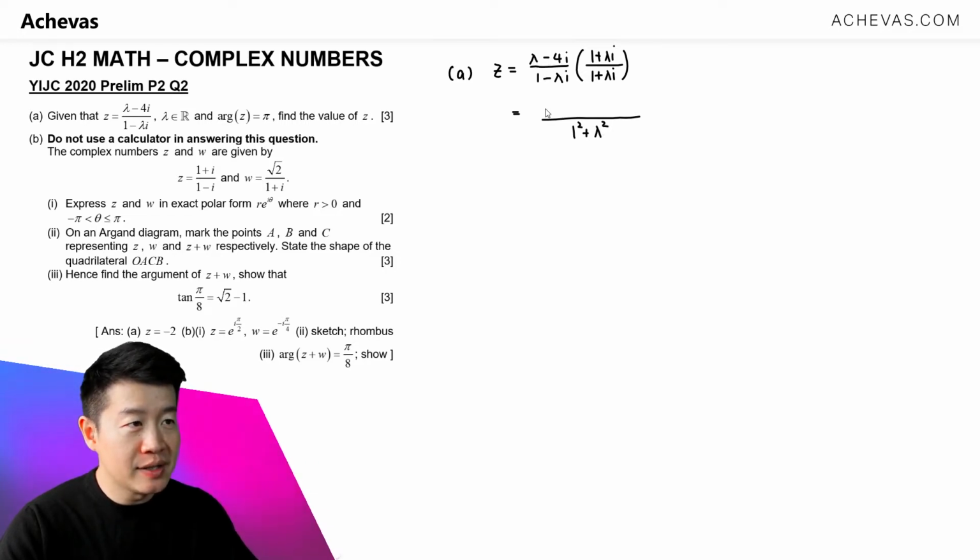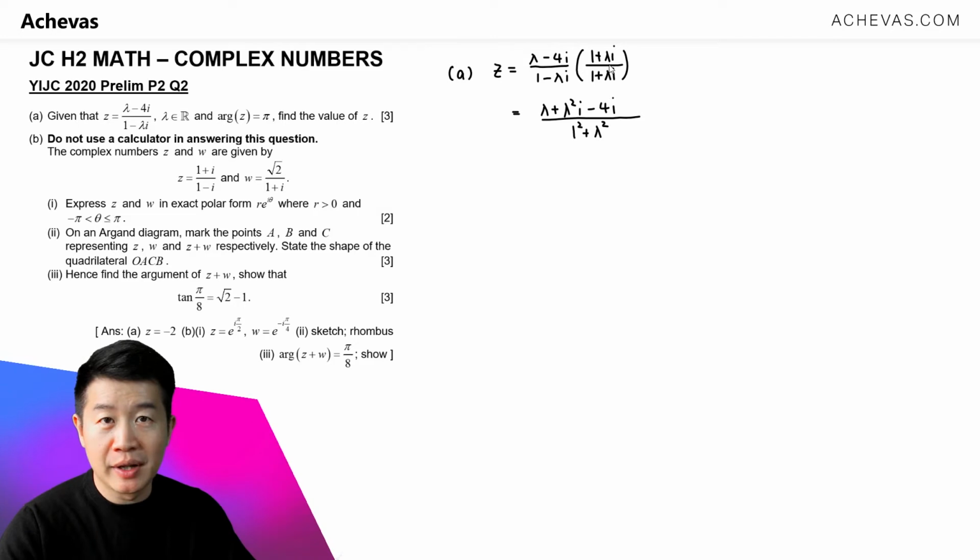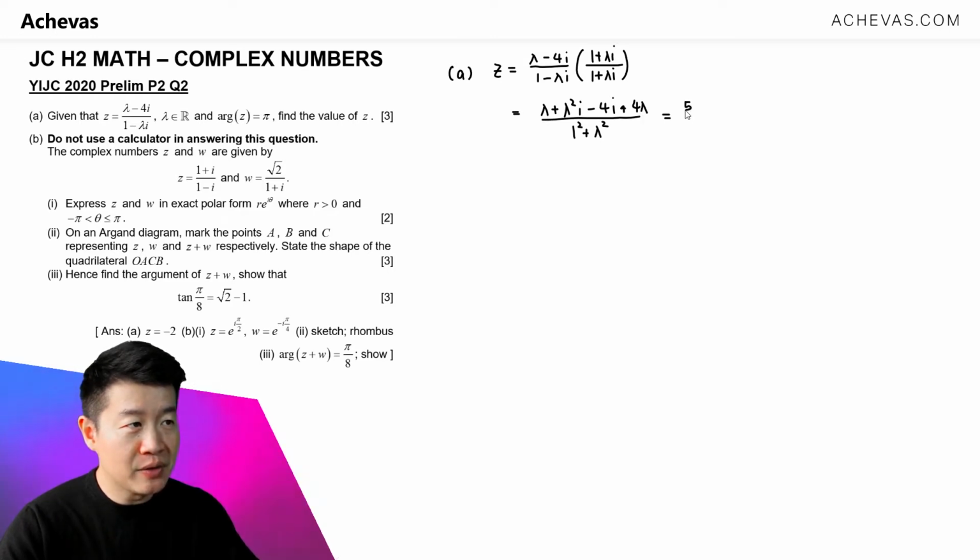So lambda times this gives me lambda, then plus this times this gives me lambda squared i. This minus 4i, and this times this gives me minus 4 lambda i squared, which will be plus 4 lambda. And I'm going to regroup the numerator so that the real parts are together and the imaginary parts are together. So lambda and 4 lambda gives me 5 lambda. And as for the imaginary parts, it is going to be lambda squared minus 4.